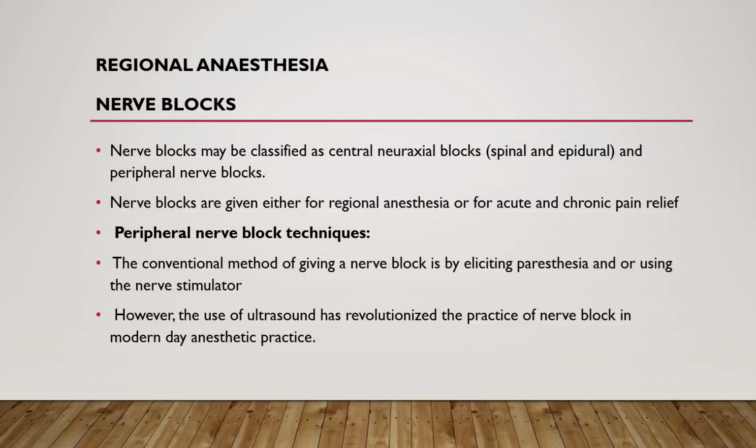The next one is peripheral nerve block techniques. The conventional method of giving a nerve block is by eliciting paresthesia and/or using a nerve stimulator. However, the use of ultrasound has revolutionized the practice of nerve block in modern day anesthetic practice.